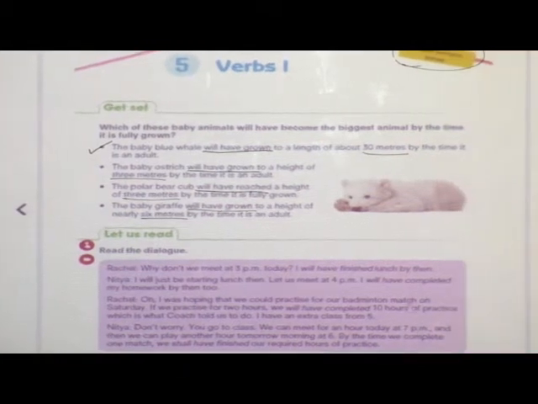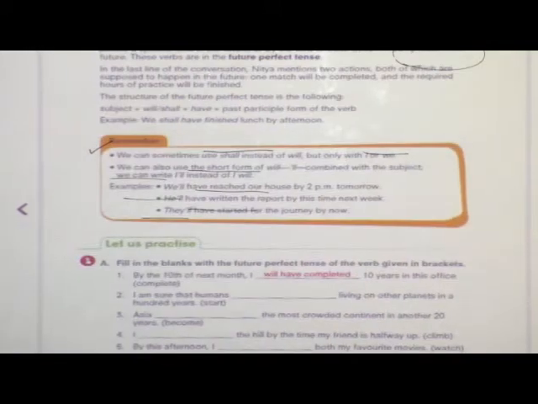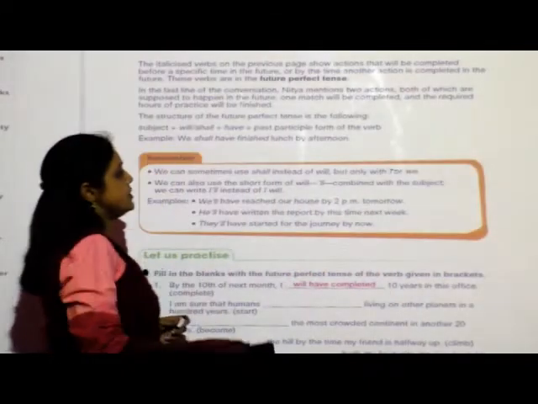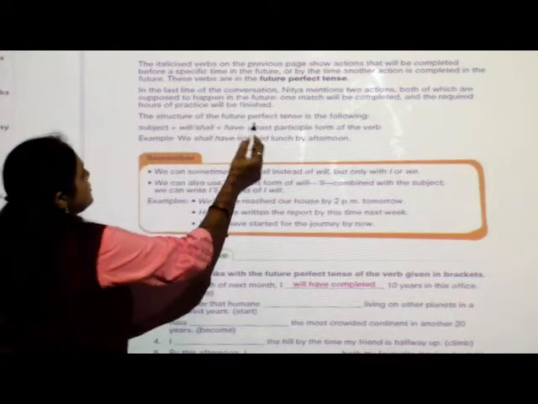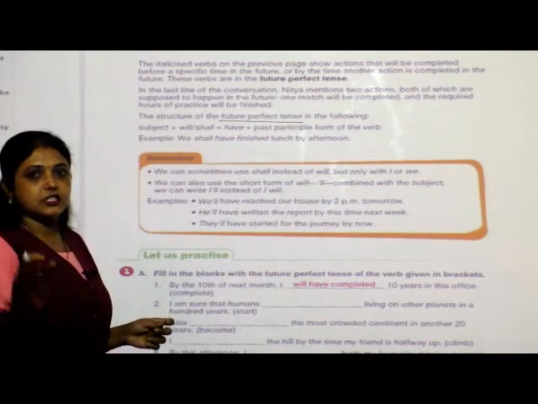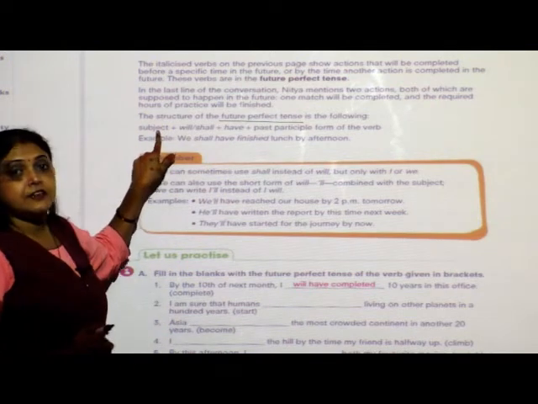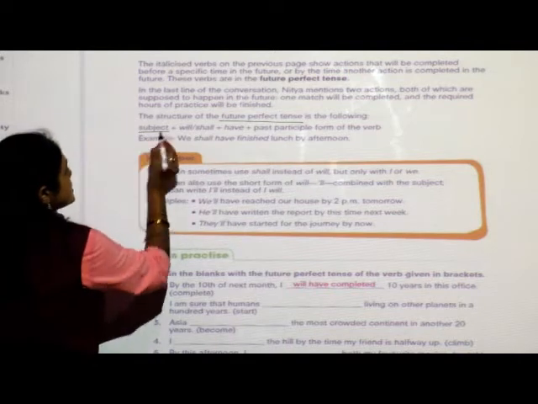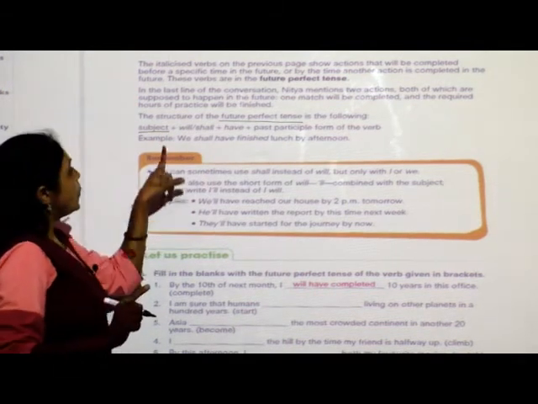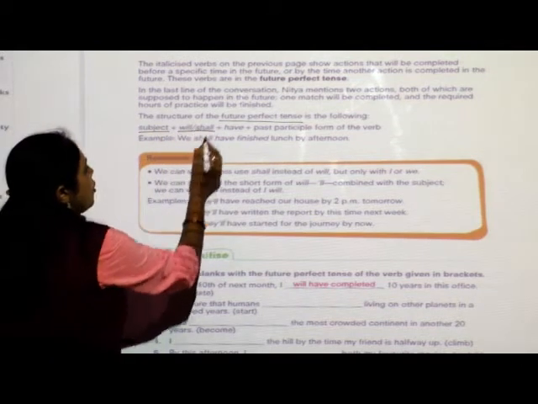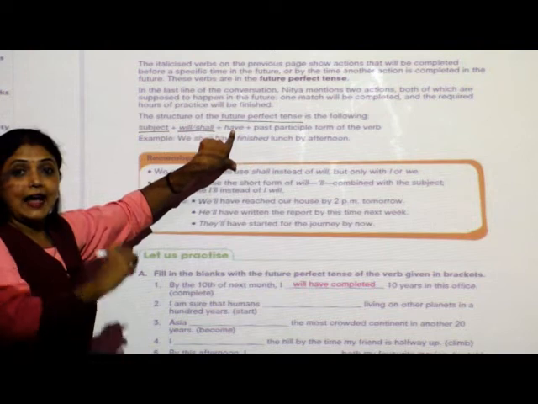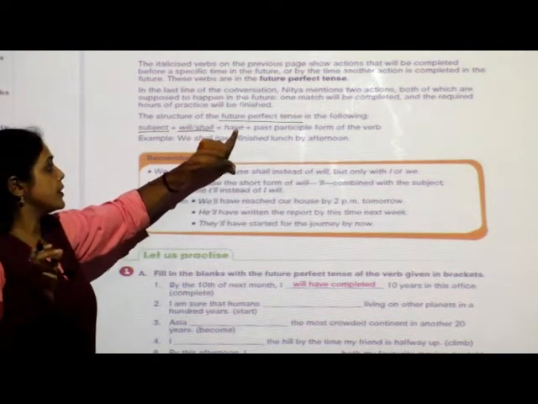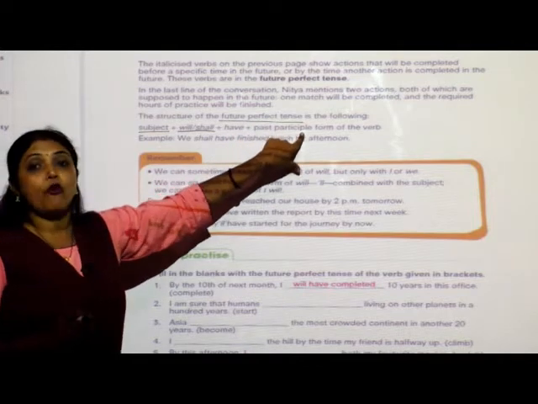Now, the structure of the future perfect tense. Can you see here how to frame a sentence for the future perfect tense? We need the subject. In the sentence, the subject is very important. With the subject we use will or shall. With that we have to use have plus the past participle form of the verb.